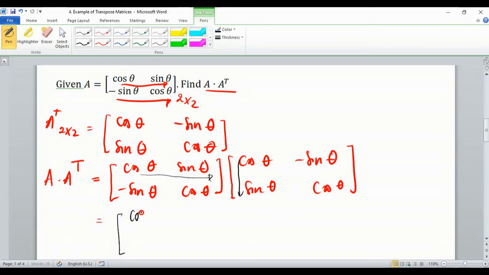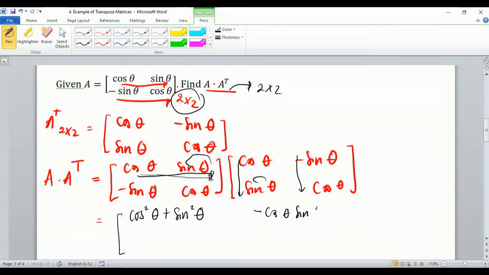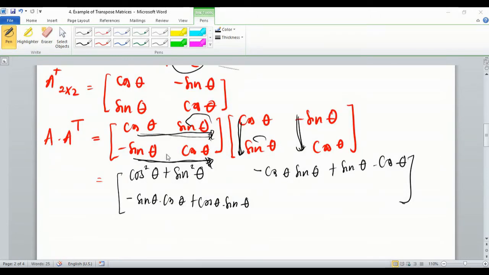Cosine times cosine is cosine square theta plus sine times sine to be sine square theta. Okay, this result will have dimension 2 by 2 because we start with dimension 2 by 2. And then the first row times the second column is minus cosine theta sine theta plus sine theta times cosine theta. And then after that, we multiply the second row with the first column. This one is minus sine theta times cosine theta plus cosine theta times sine theta. For the second row and the second column, it is sine square theta plus cosine square theta.